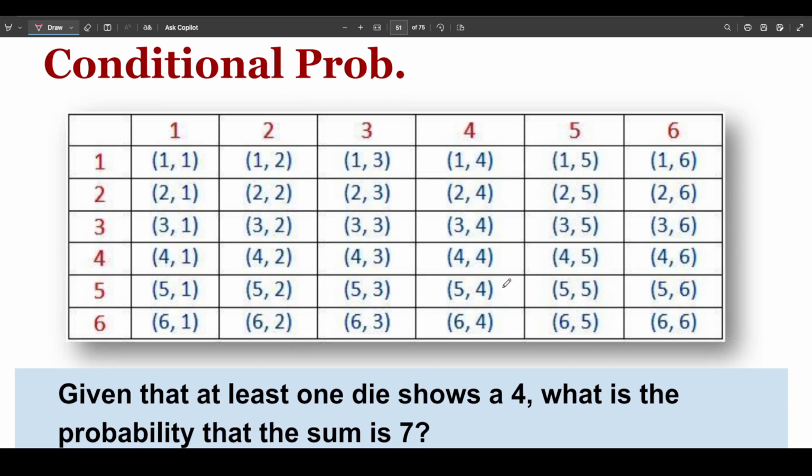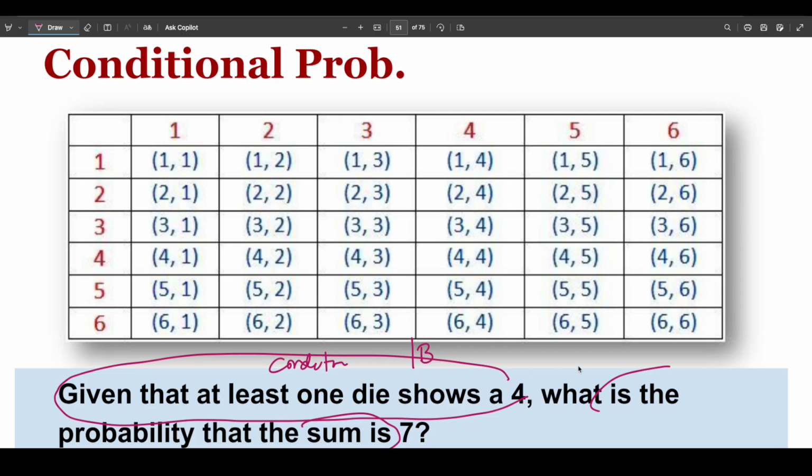Let me solve one of these exercises that I have here. Given that at least one die shows a 4, so remember, any term that you have after "given" is your condition. Okay, it's your B. So what is the probability that the sum is 7? The probability that the sum is 7 is your A. The condition is given that at least one die shows a 4. So probability of A given B, you know, is probability of A and B divided by probability of B.